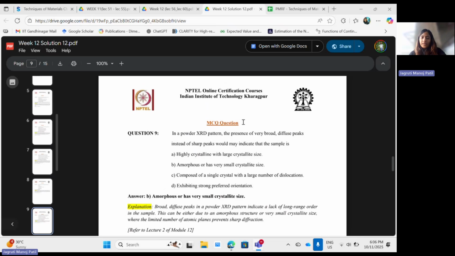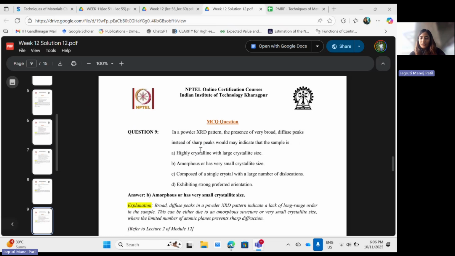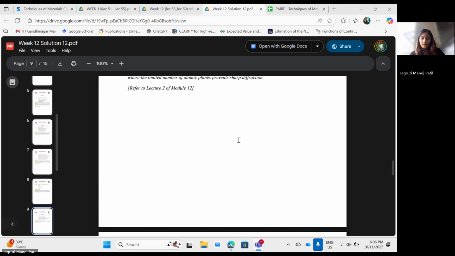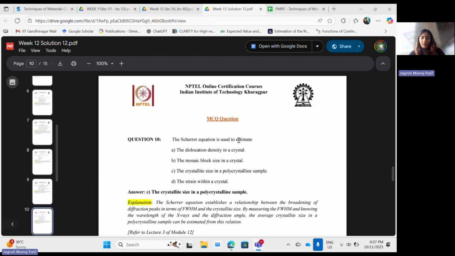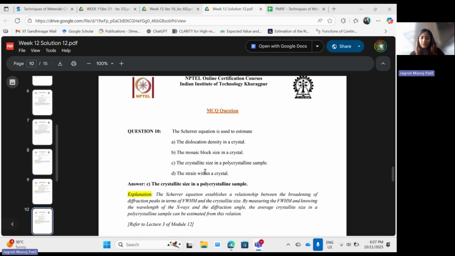In a powder XRD pattern, the presence of a very broad and diffuse peak instead of very sharp peaks may indicate that the sample is what? In this case, we say that the sample is more amorphous and has a very small crystallite size. You have the Scherrer equation, and what do you use it to determine? It's used to determine the crystallite size in a polycrystalline sample.